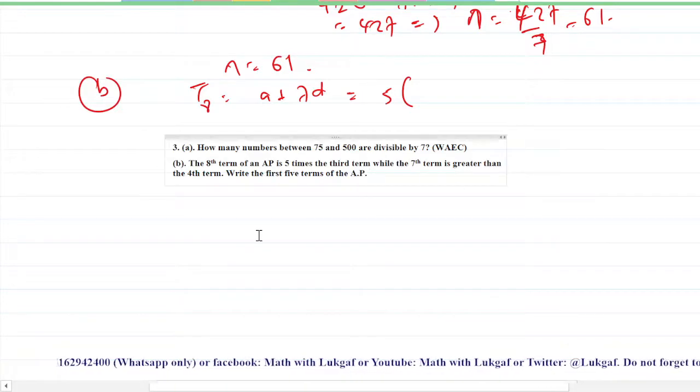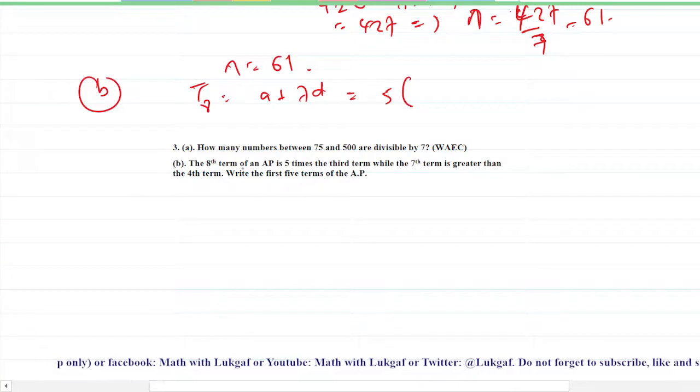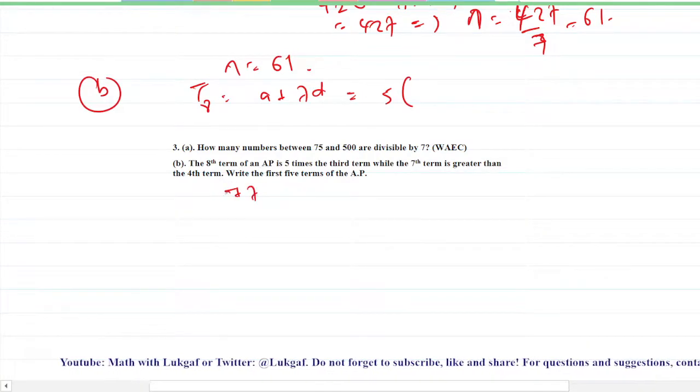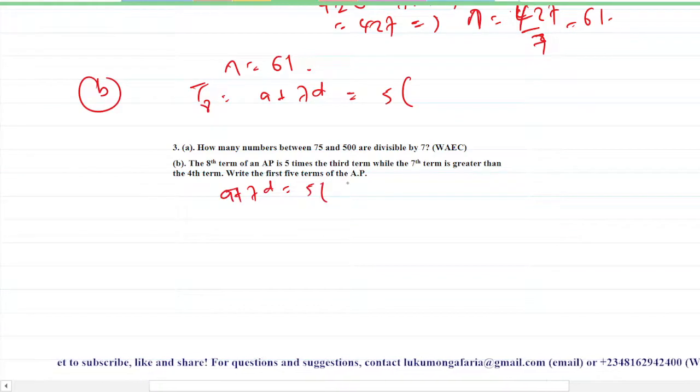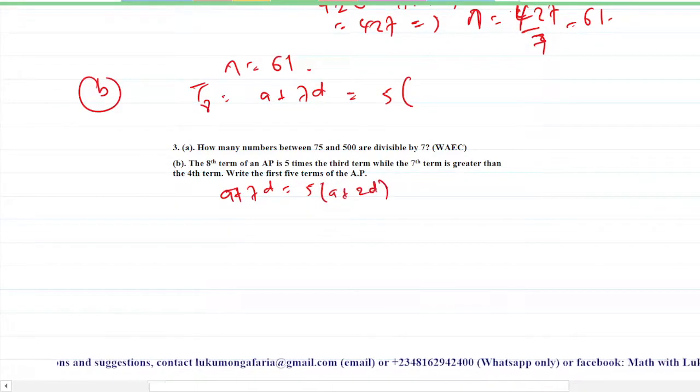So, yeah. We are given that the eighth term is what? That is the eighth term here. We have A plus 7D. A plus 7D is 5 times the third term. So, the third term is A plus 2D. I hope you understand how we have that. You understand now? Then the second one is why the seventh term.